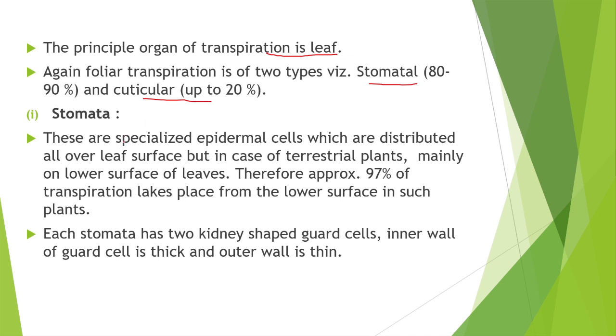Now the next topic is stomata. We all know the stomata. Stomata are the tiny pores which are present on leaves. These are specialized epidermal cells which are distributed all over the leaf surface, but in the case of terrestrial plants, mainly on the lower surface of leaves. Approximately 97% of transpiration takes place from the lower surface in such plants. Each stoma has two kidney-shaped guard cells. The inner wall of the guard cell is thick and the outer wall is thin.